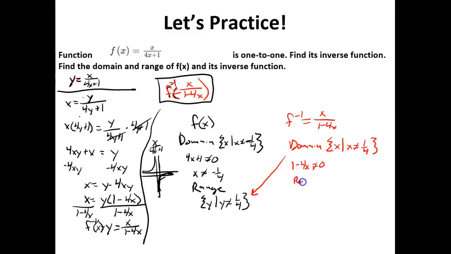For the range, when I think about what's happening with this function, there is a horizontal asymptote at -1/4 when I look at the number in front of the x's. So there's a horizontal asymptote at -1/4, which is where it's not going to be able to hit. So the range is everything, all the y's, such that the y cannot equal -1/4, which matches with this domain right there. And that's good, because inverses undo the original, so the domain and the ranges flop.